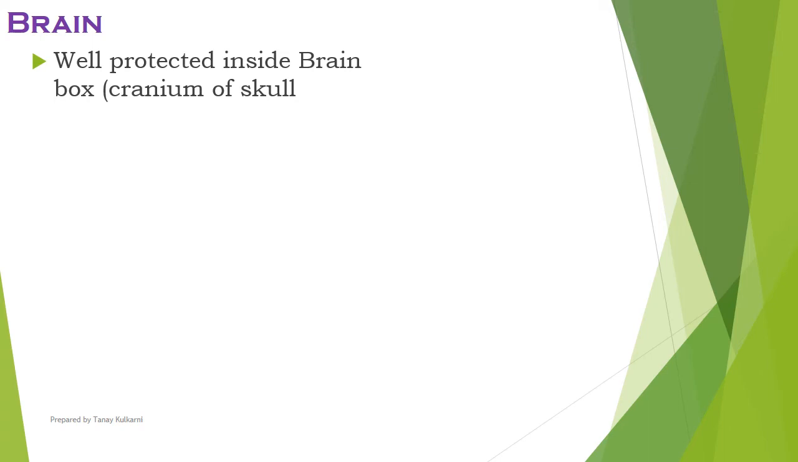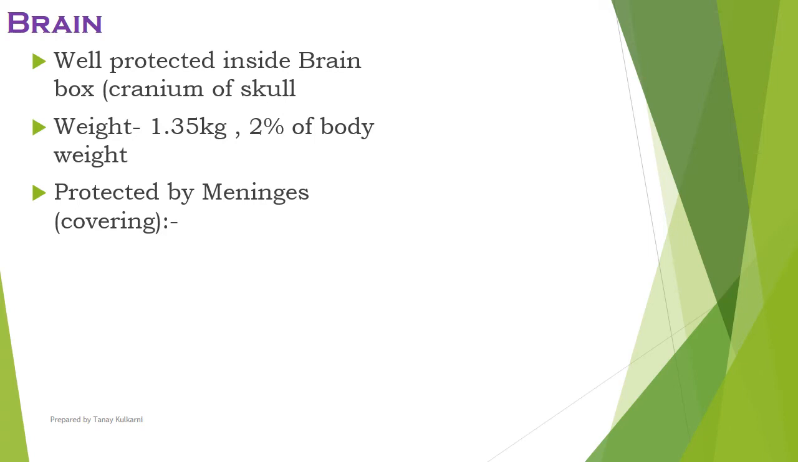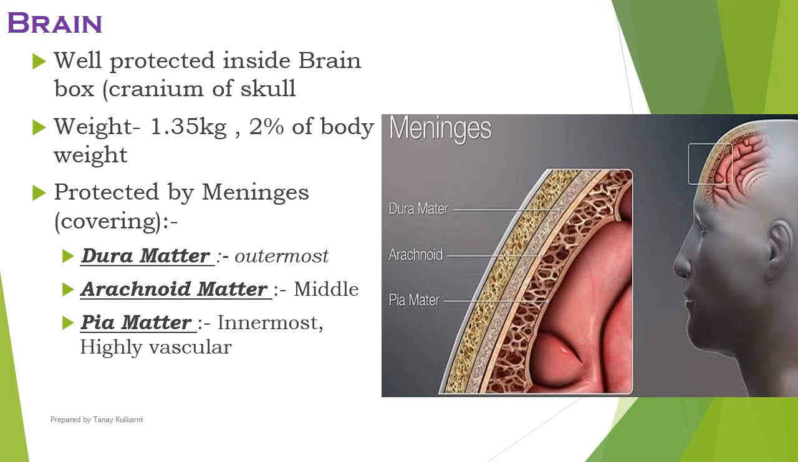As it consists of the brain, it is well protected inside the brain box. We call it the cranium of the skull, and it weighs around 1.35 kg or simply 2% of the total body weight. It is covered with three different coverings. The biological term for these coverings is meninges. The outermost meninge is called dura mater. The middle is called arachnoid mater, and the innermost is called pia mater. You can see from the picture that outermost is dura, middle is arachnoid, and third is pia mater.